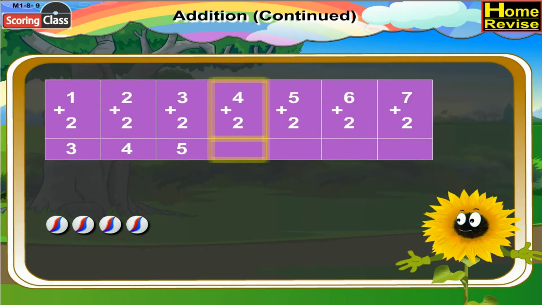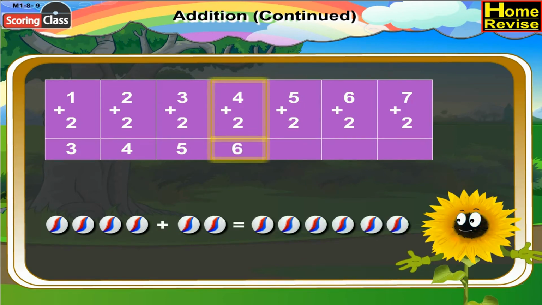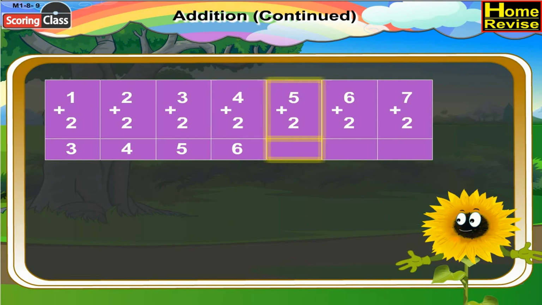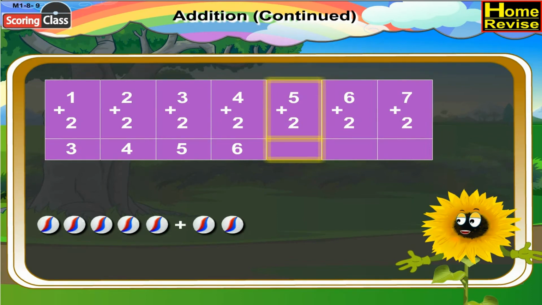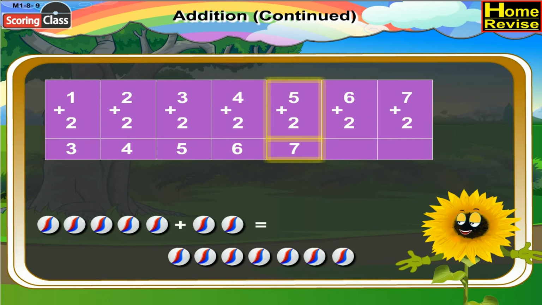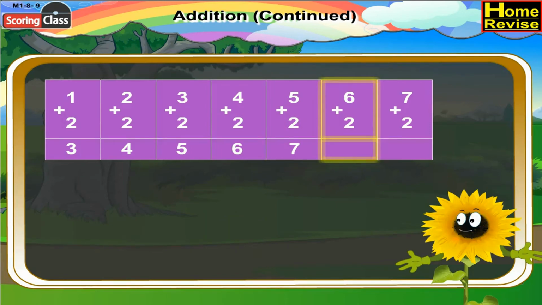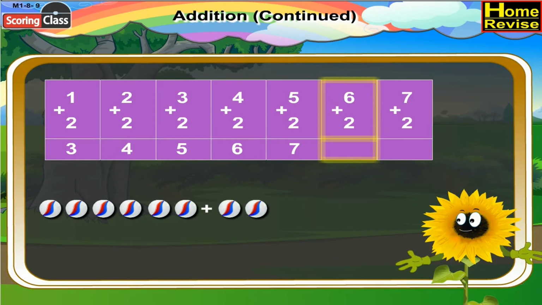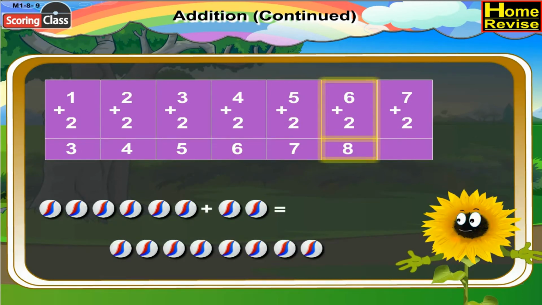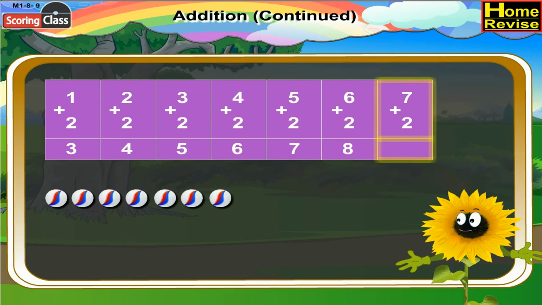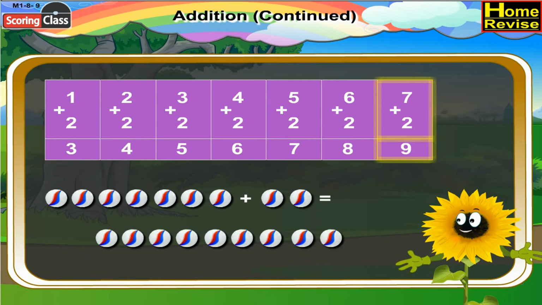In case you have 4 marbles and 2 more marbles are added to it, that would be 4 plus 2, 6 marbles. If you have 5 marbles, 2 more marbles are added to it, that would be 5 plus 2, 7 marbles. In case you have 6 marbles and 2 more marbles are added to it, that would be 6 plus 2, 8 marbles. If you have 7 marbles, 2 more marbles are added to it, that would be 7 plus 2, 9 marbles.